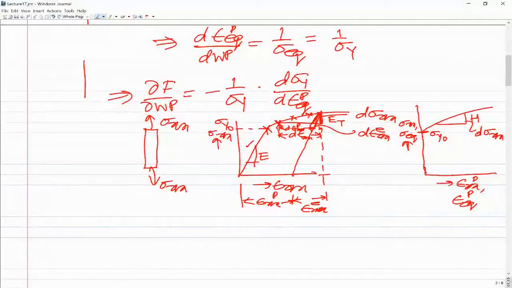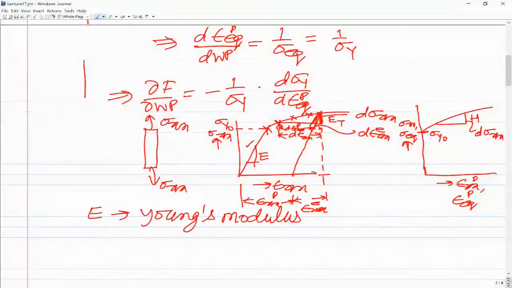Now here E is Young's modulus. You already know that in the stress versus total strain curve, the slope of the initial elastic part is Young's modulus, and then ET. In the stress versus total strain graph in the elastoplastic region, when we go from one point to another separated by a differential stress d sigma xx and differential total strain d epsilon xx, the slope of the curve is ET, and ET is known as the tangent modulus.